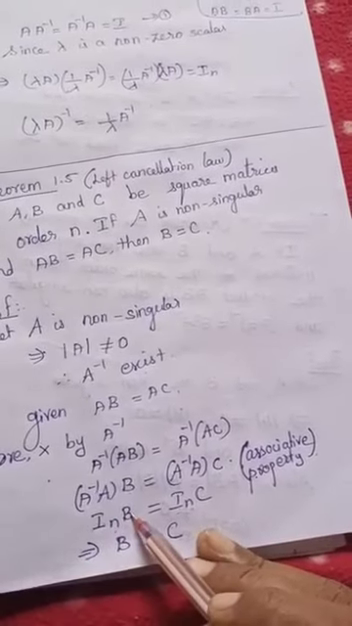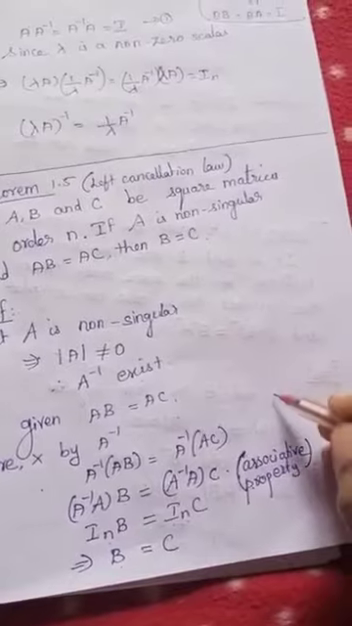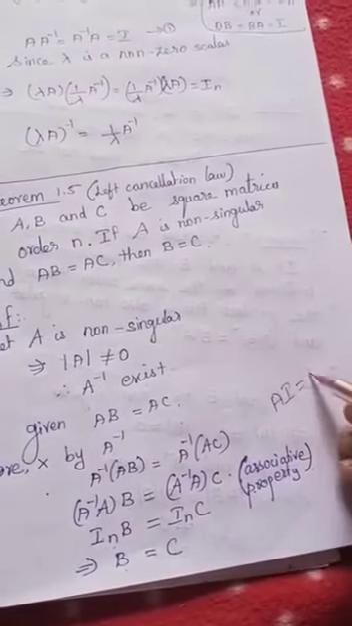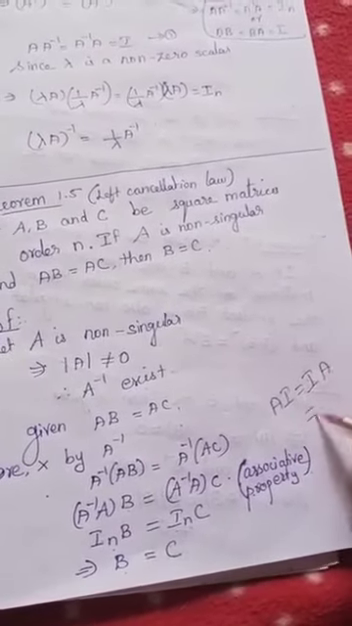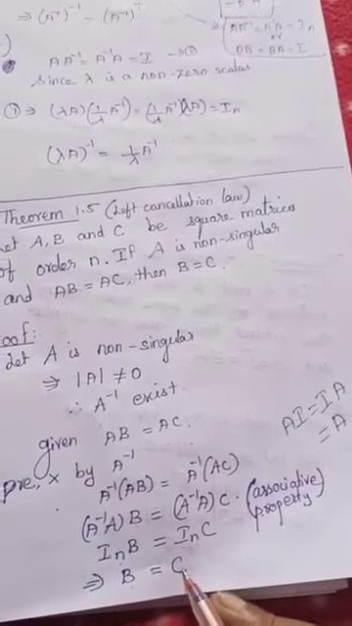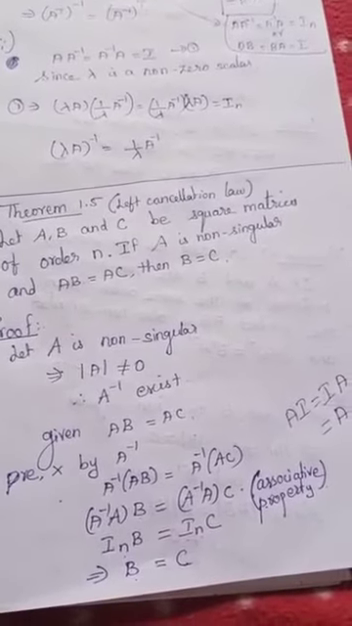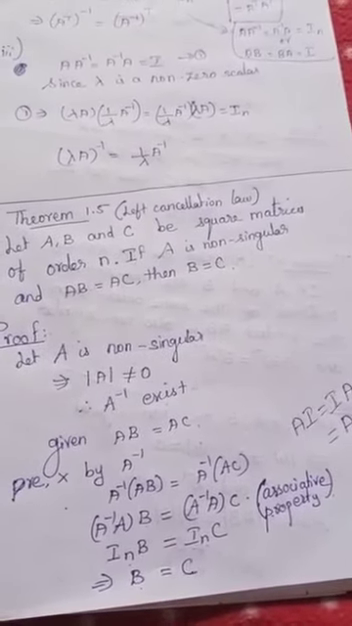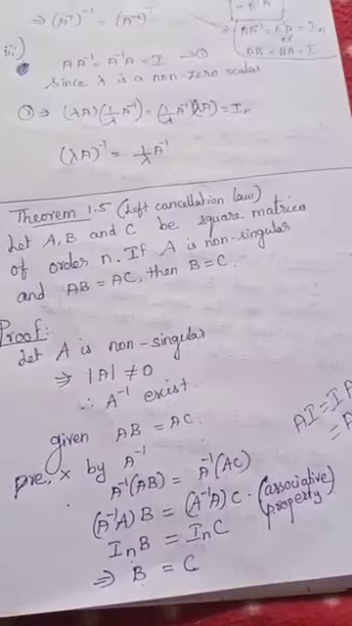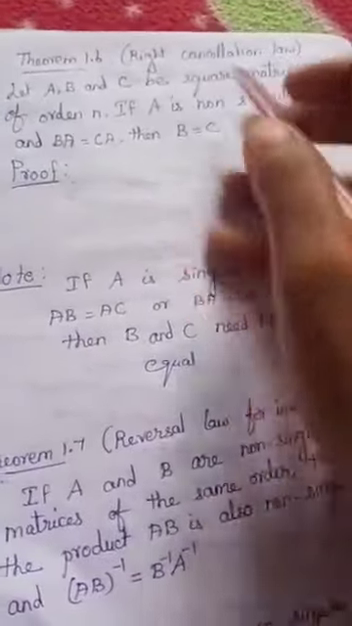See, identity matrix into any matrix, we will be getting the same matrix, right? We know that A into I is equal to I into A is equal to A. So here we will be getting B is equal to C. Very simple, isn't it? This is the left cancellation law. The right cancellation law is left for your work.